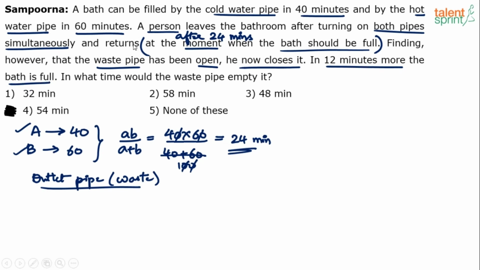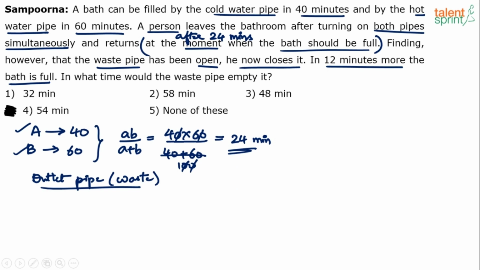So what did they do in these 12 minutes? They have done half of the work, which means they have filled half of the bath in 12 minutes. Now, the fact that they have filled half of the bath in this extra 12 minutes tells us that in the first 24 minutes, only half of the bath was full. Already half was full. In 12 minutes more, they have filled the remaining half. Now, in the first 24 minutes, if only half was full, what do you understand?